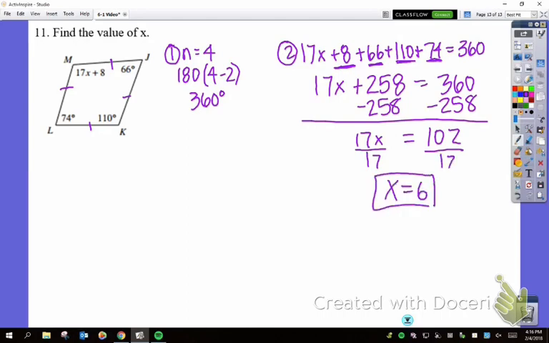Again, if they ask for an angle measure, then you would just plug that back into angle M and get what that angle equals. Okay, so that's pretty much all there is to know about finding the angles in a polygon. So good luck on your work.